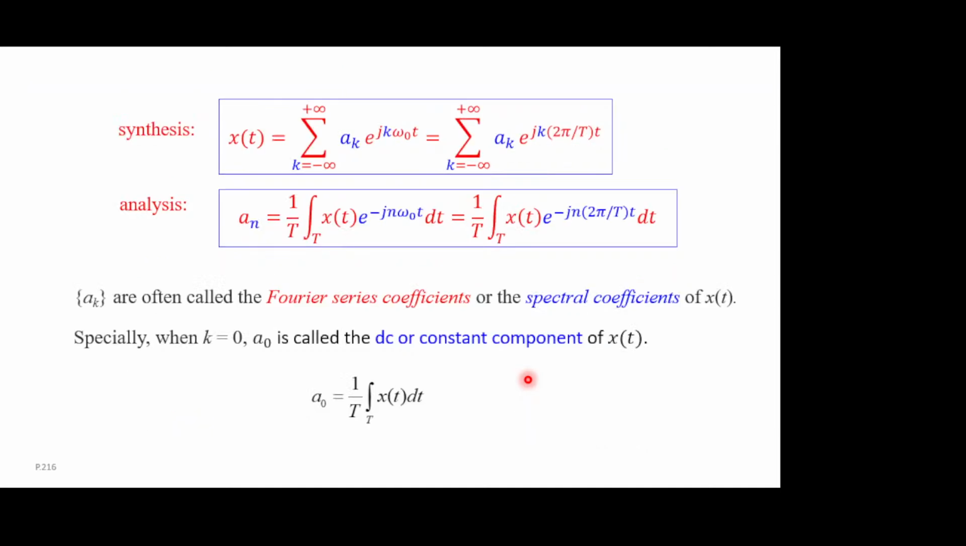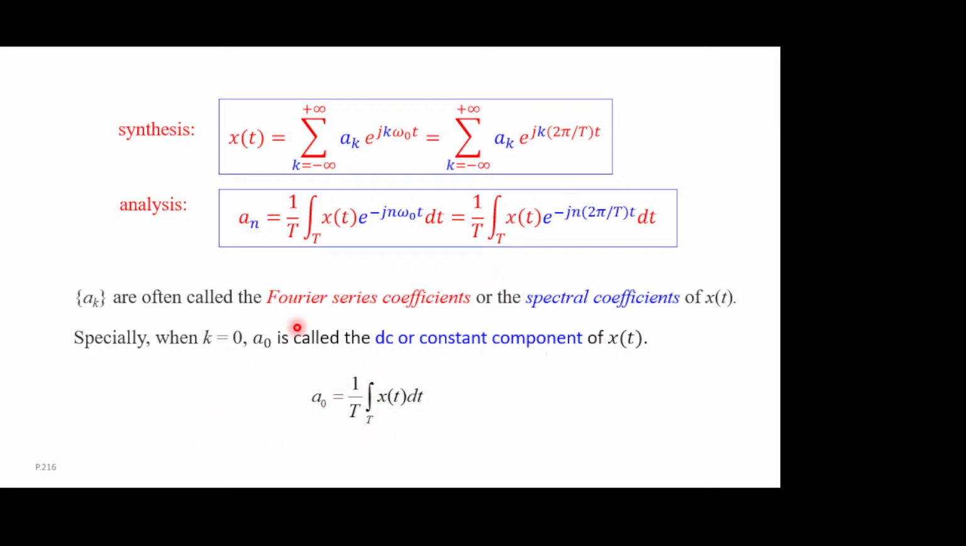And a little more names. So those a_k are called Fourier series coefficients, because they are coefficients for those Fourier series. There is a series because you are summing over a discrete number of k's, from minus infinity to plus infinity. And for k equals 0, it has a special name. So this a sub 0 is called the DC or constant component of your signal x(t).